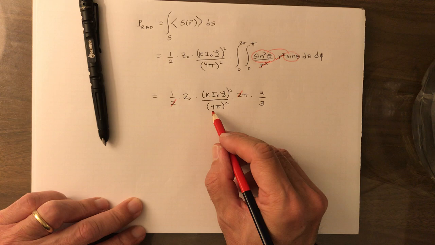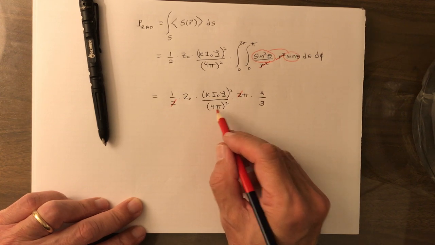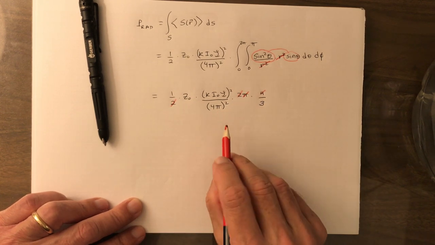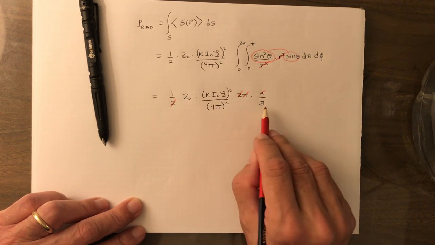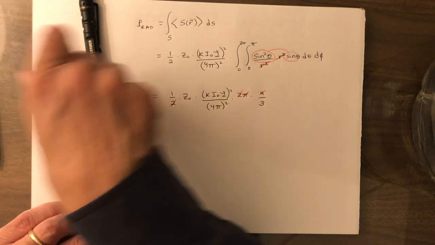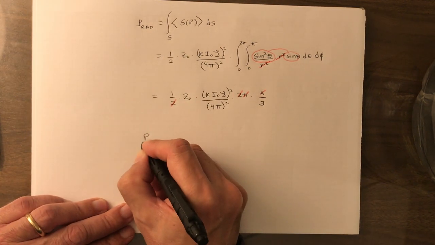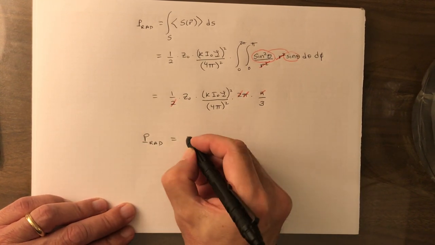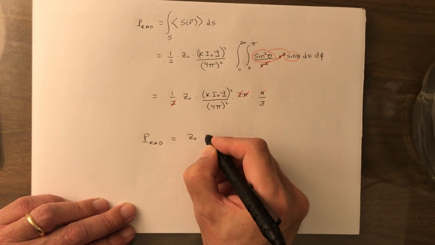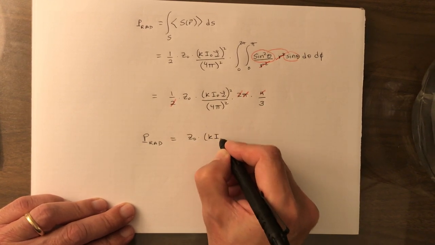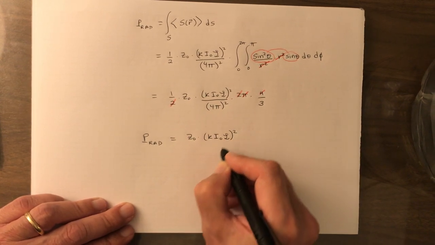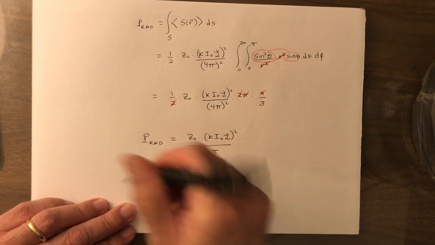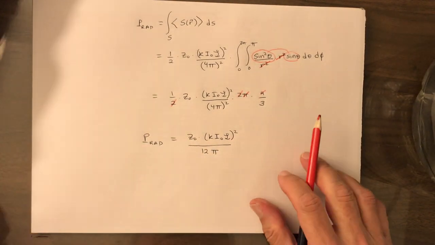This is 4, so we have 2/4 here. 1/4 will cancel with this, and then 1 pi will cancel with this. So we'll have 1/4 left over, so 4 times 3 is 12, and we'll have a single pi. So then we can write down P radiated, again integrated over the entire surface, is equal to Z naught times k I naught l quantity squared over 12 pi. That is the final step in our derivation.